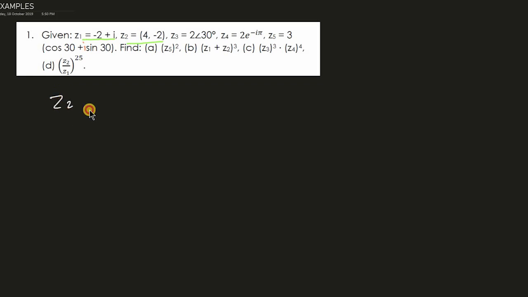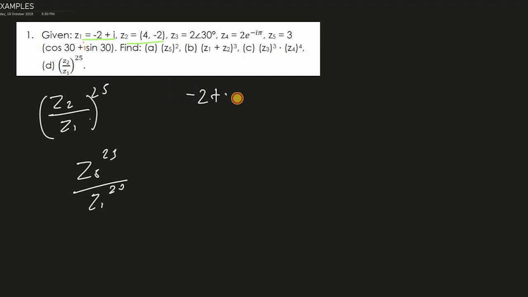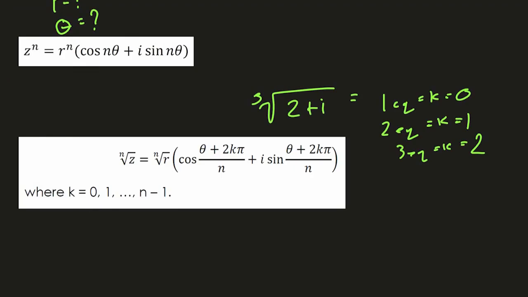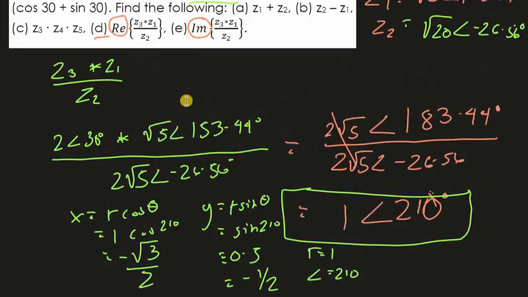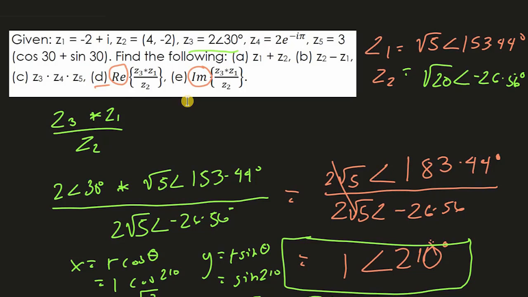Z sub 2 over Z sub 1 raised to 25. Okay, so, since raised to 25 yan, madali lang yan. Kaya natin yan, guys. So, first is, distribute natin yan. That's Z sub 2 raised to 25 over Z sub 1 raised to 25. Z sub 1, kanina ulit, that's negative 2 plus i, is equals to, kailangan nating hanapin yung value ng r at ang value ng theta. Hanapin, kasi sinolve natin yan kanina, di ba? Wait lang. Z sub 1.